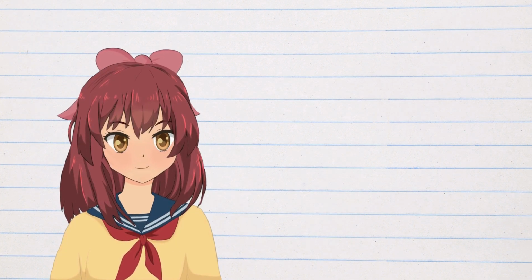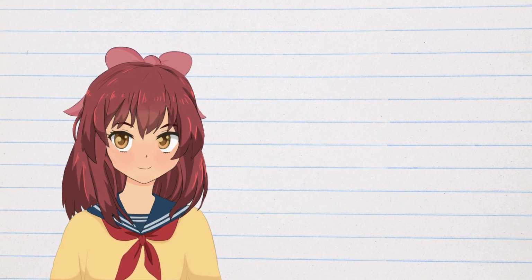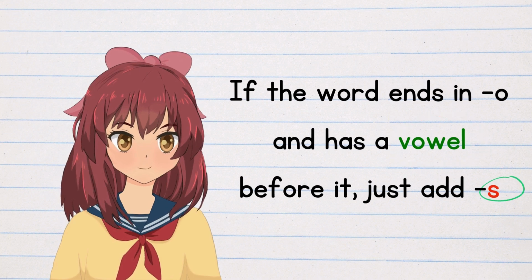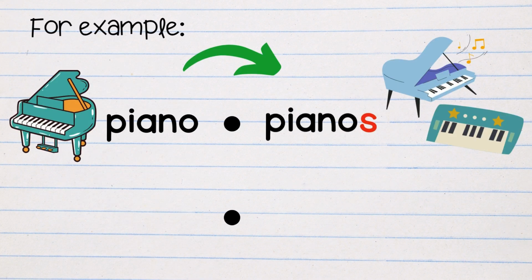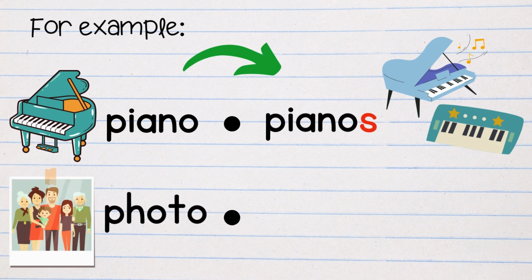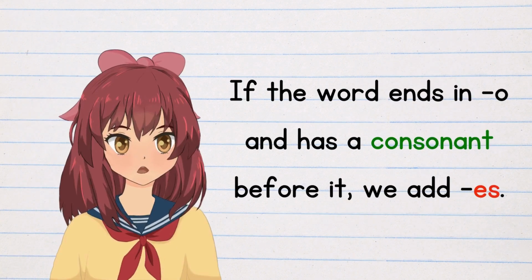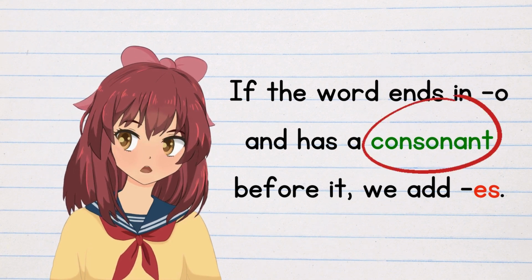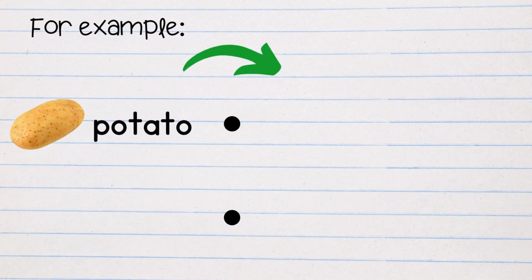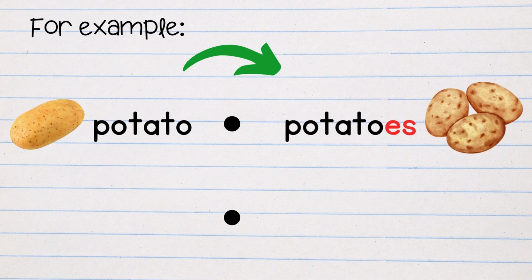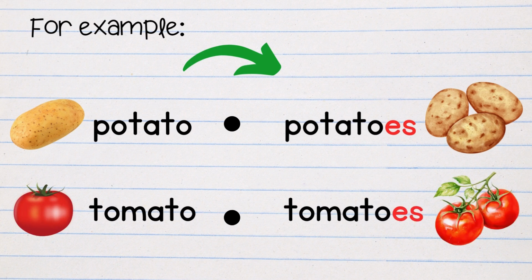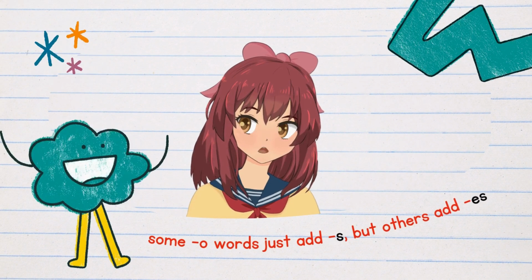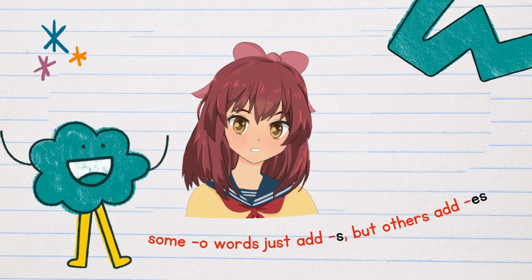Some words end in O, and we treat them a little differently. If the word ends in O and has a vowel before it, just add S. Piano becomes pianos. Photo becomes photos. But if the word ends in O and has a consonant before it, we add ES. Potato becomes potatoes. Tomato becomes tomatoes. So remember, some O words just add S, but others add ES.